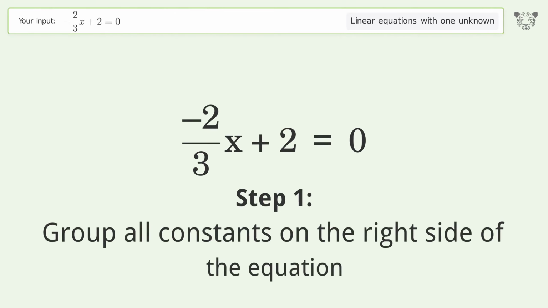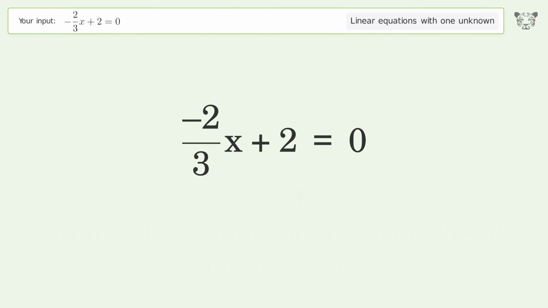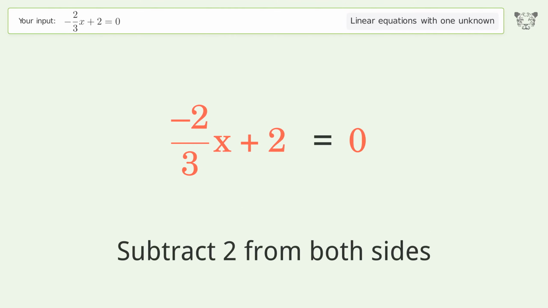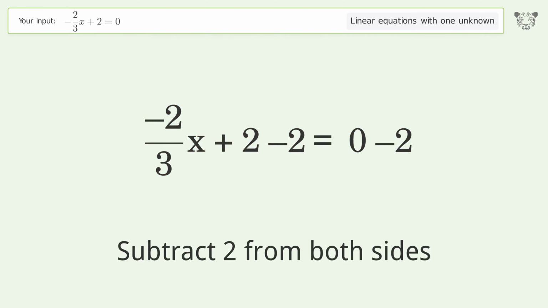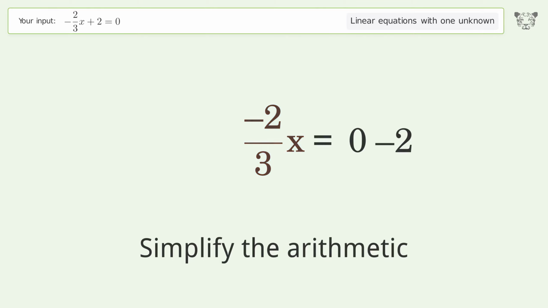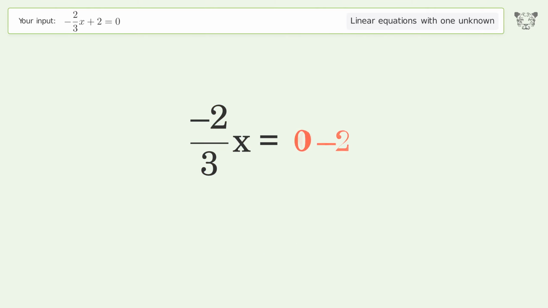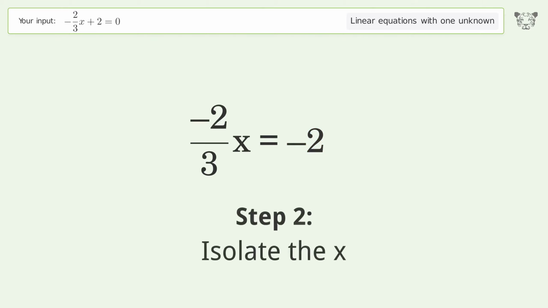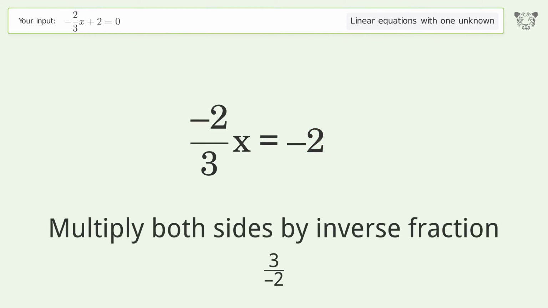Group all constants on the right side of the equation. Subtract 2 from both sides. Simplify the arithmetic. Isolate the x. Multiply both sides by inverse fraction 3 over negative 2.